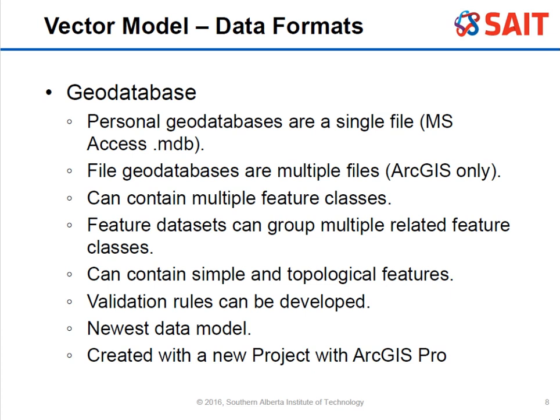So feature data sets group the feature classes. It really honestly makes sense to use feature data sets as much as you can to keep things really organized, because you'll find that as you add data into a map, you're going to end up with so much data. It's nice when you can just refer to a certain data set. So geodatabases do have the ability to contain topology. It can contain simple features and topological features.